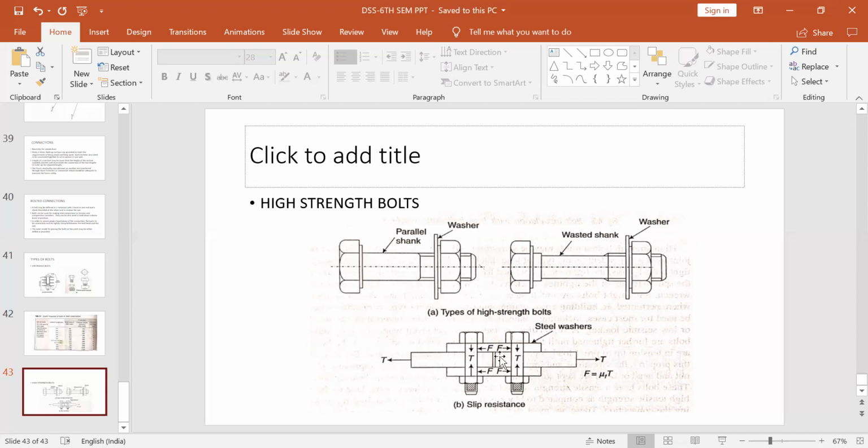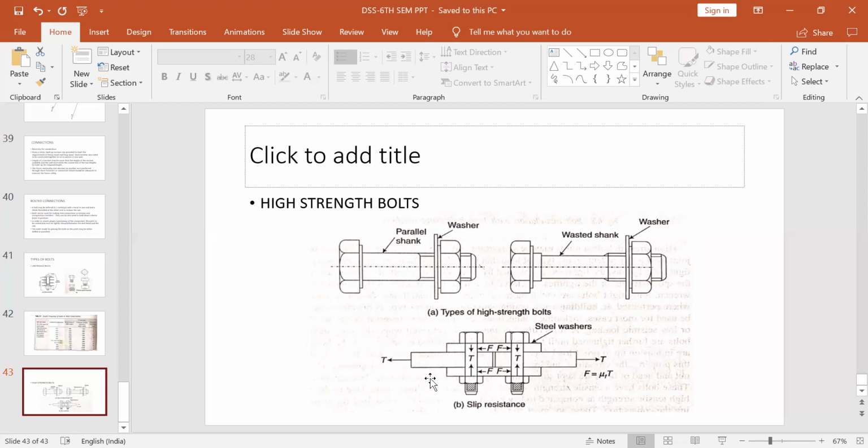This is one member you are connecting, and this is another member you are connecting. On these, you are putting one plate here and one plate here. Now you make a hole and put two bolts here. So these two bolts will connect these two plates. Now what will happen? You are applying a pulling force, a tension force T and T, on these two plates.